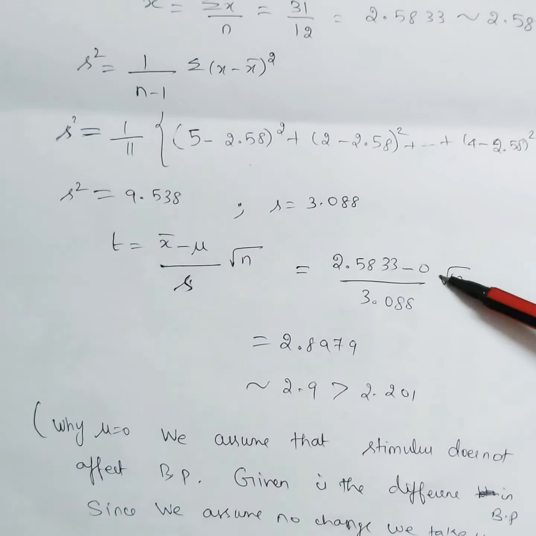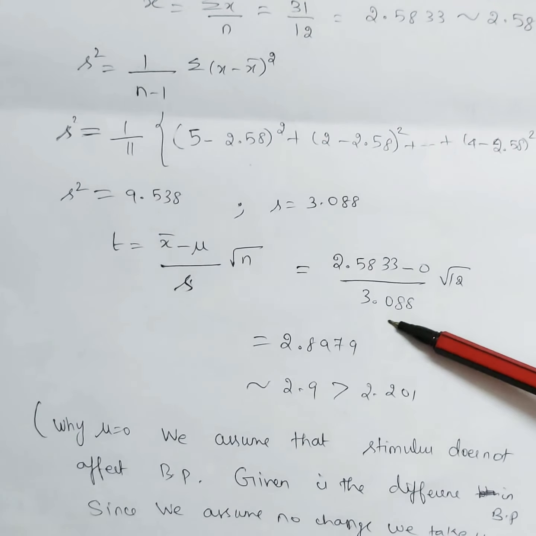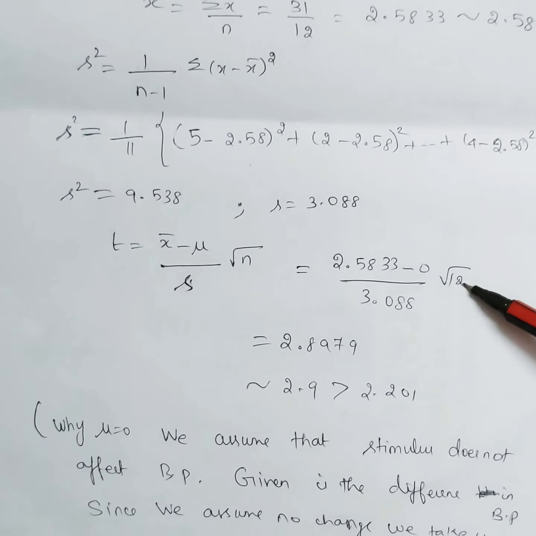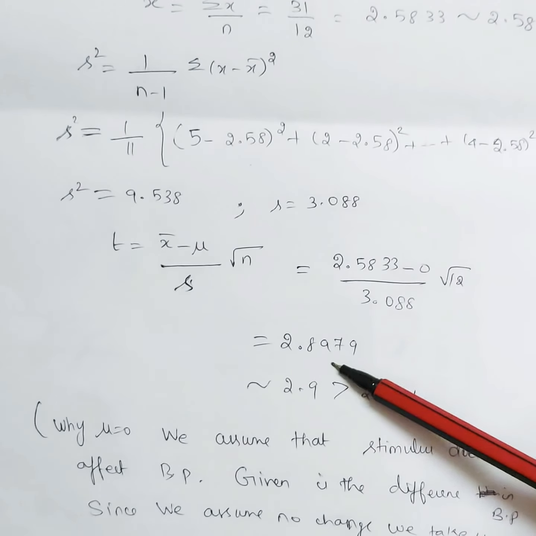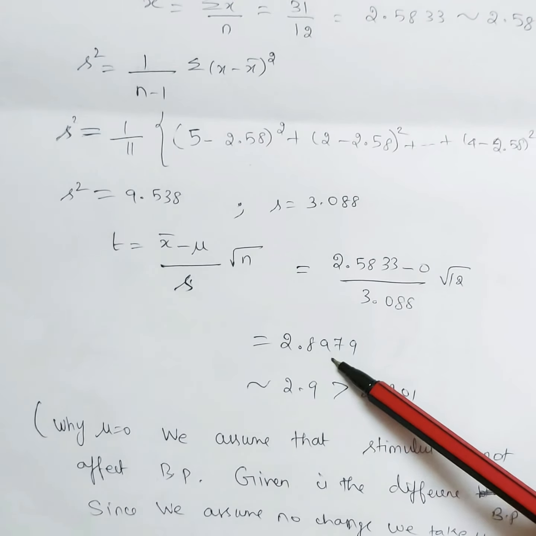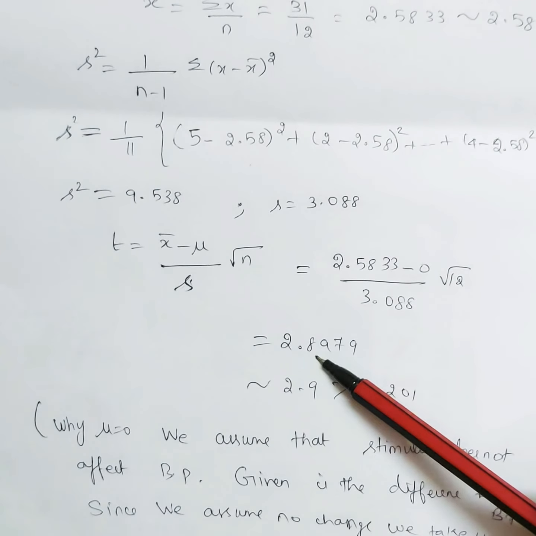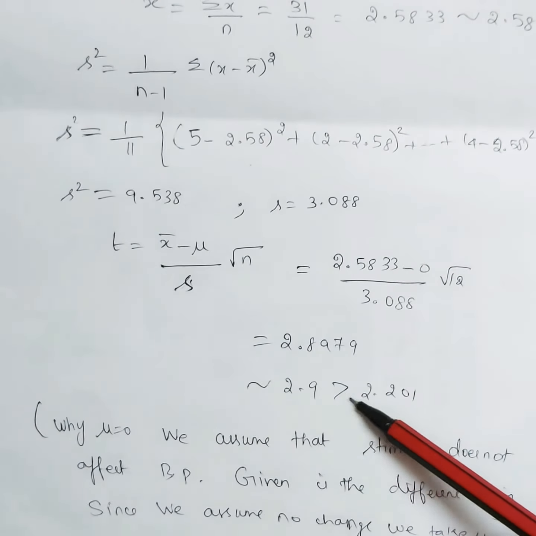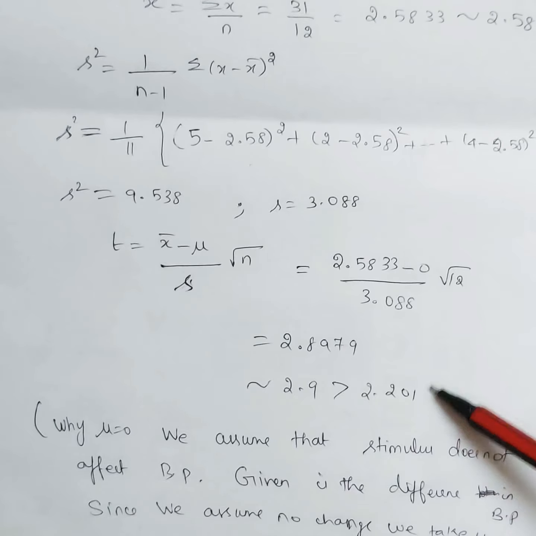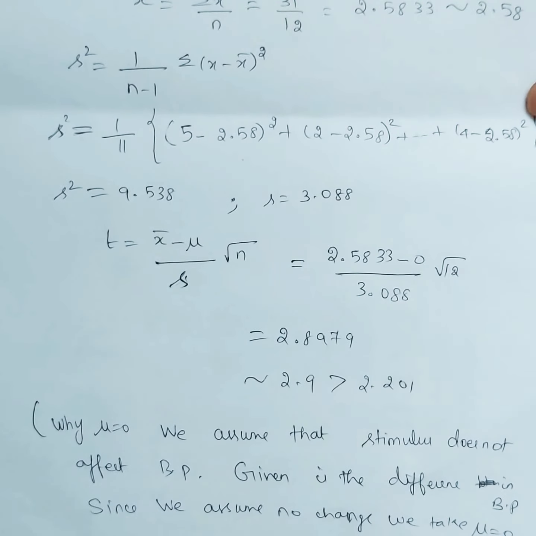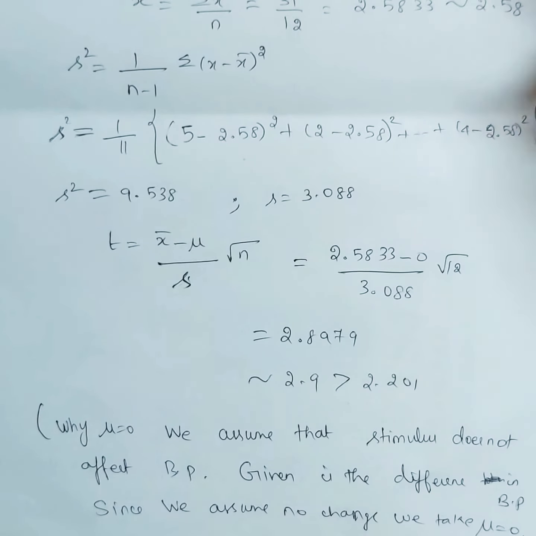So, 2.5833 minus 0 divided by this answer into root 12. So, you got 2.89. So, when you truncate it, 5 and above, one digit will increase. So, 2.9 which is greater than 2.202. So, it is going outside the distribution, correct. So, what is our conclusion? Can you conclude it?